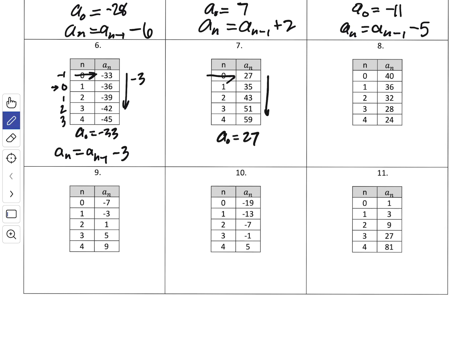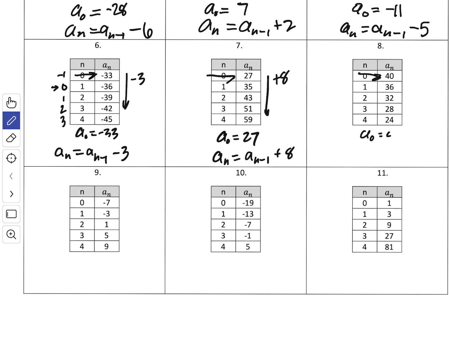Starting at 27, so a sub 0 equals 27. Going down the table, 27 to 35 to 43. Looks like we're adding 8 each time. So a sub n equals a sub n minus 1 plus 8.